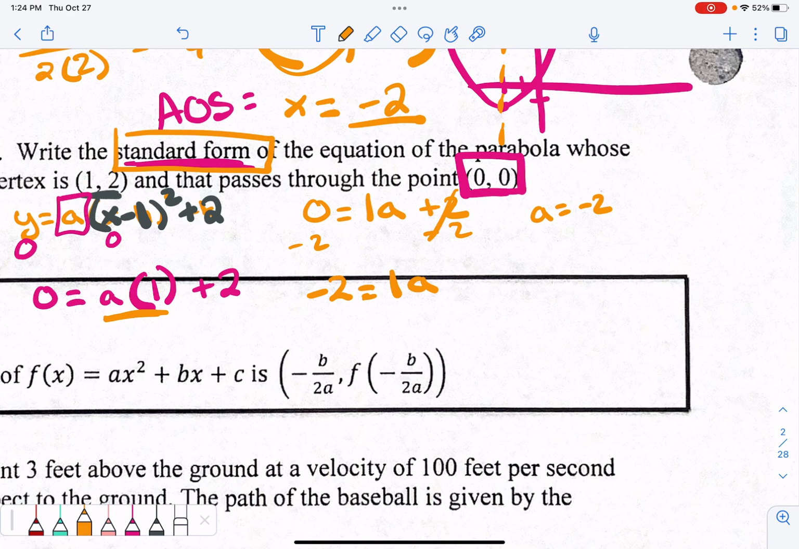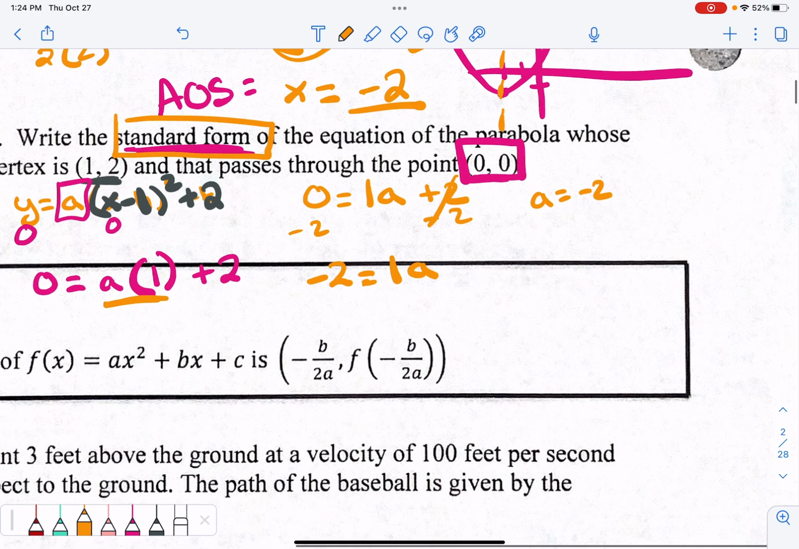You put 0 there, 0 there. Yes, but this is times a, so you can't just add these two together. Makes sense? This is 1 times a. Okay, so a is negative 2. So my entire equation of my parabola is y equals negative 2 times x minus 1 squared, plus 2.